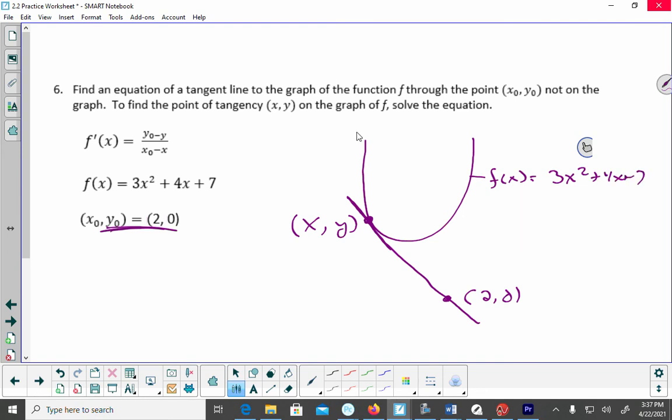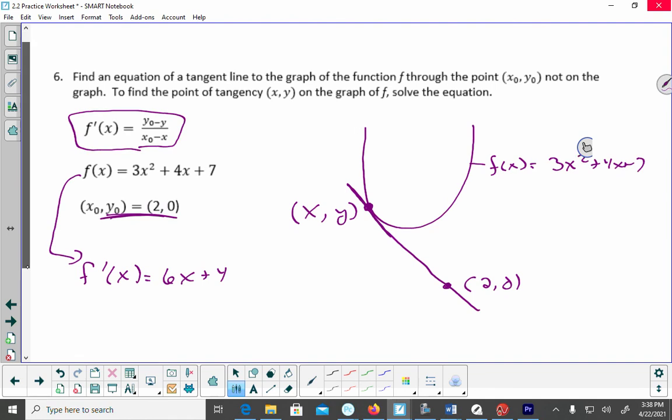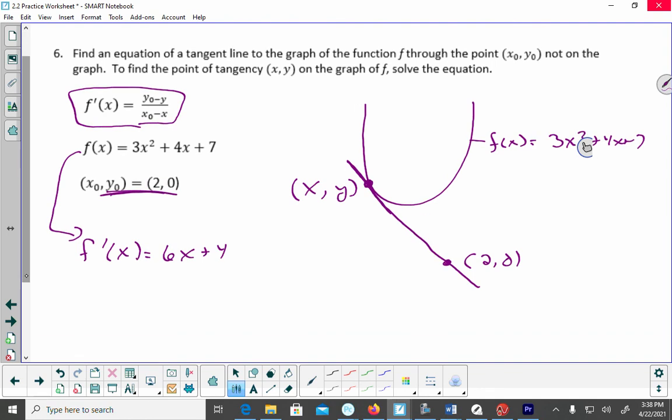So the first thing I'm going to do is I know at this point, the graph slope and the tangent line slope are the same. So I'm going to focus on the slopes right now. So the first thing I'm going to do is find the equation for the slope. So I'm going to take the derivative of f of x and get 6x plus 4. Then I'm going to use, this is just telling you the slope of a line, the difference of the y's over the difference of the x's. And they're telling you that it's equal to the derivative of f, so it's going to equal this.